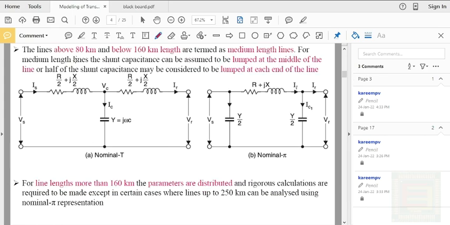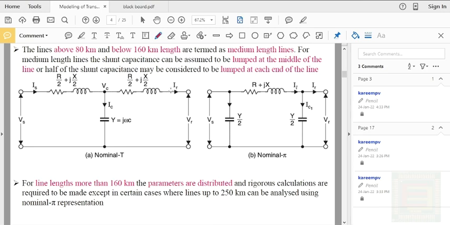And in case of a medium transmission line, if the length of the transmission line is between 80 and 160 kilometers, the categorization is medium length transmission line. Sometimes a transmission line with length up to 100 kilometers can be considered a short transmission line, and this 160 kilometer limit is not a hard and fast rule. Sometimes for the ease of analysis we will be considering a transmission line up to, say, 90 kilometers as a short transmission line. So approximately, if the length falls between 80 and 160 kilometers, it can be considered a medium transmission line.